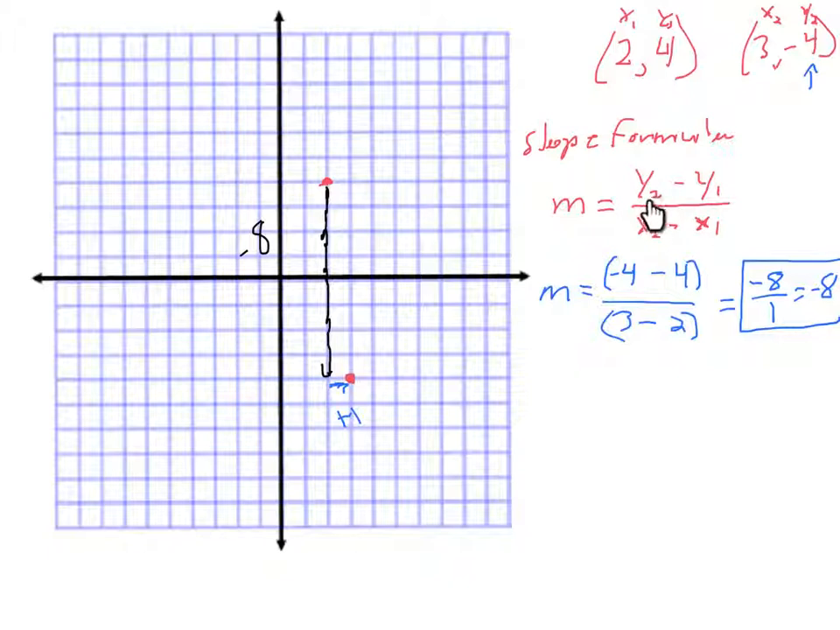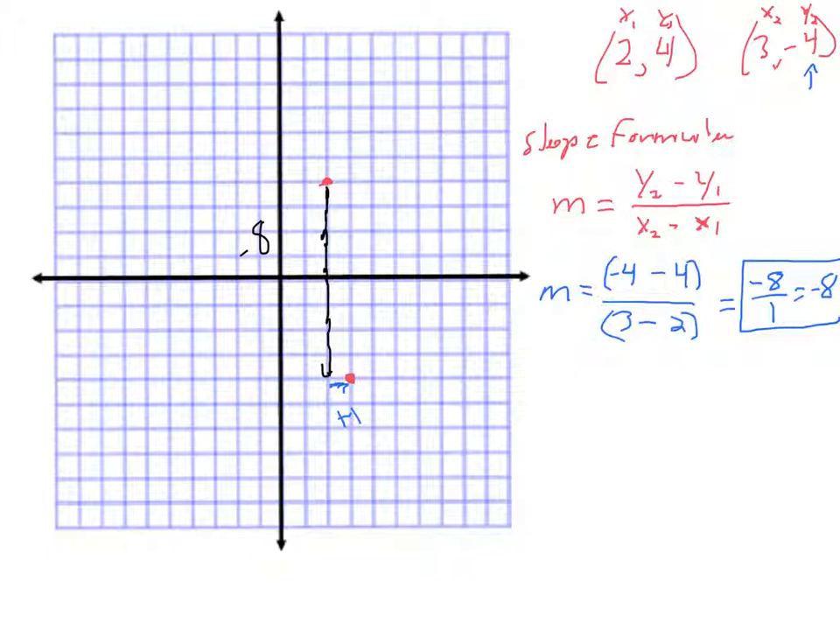Plug in your second y here, your first y here, and subtract them. Second x here, first x here, and subtract them. And then you've got your ratio, your fraction. So the slope formula works for when they give you 2 points, but so does a graph. Okay? So do what you're comfortable with to figure out your slope.